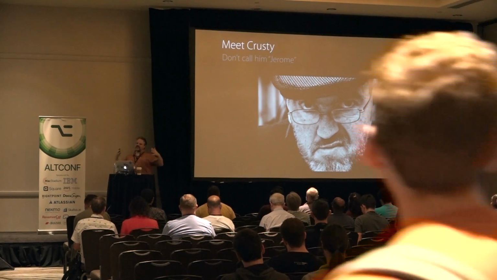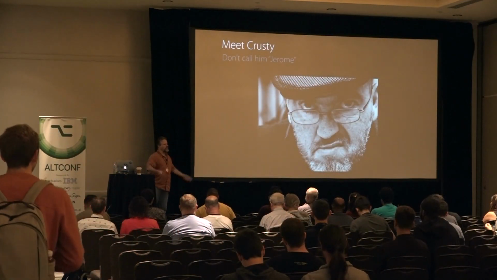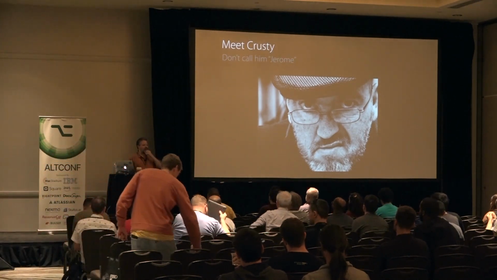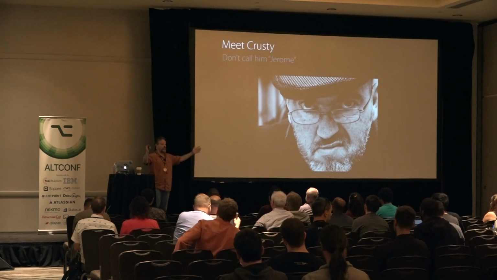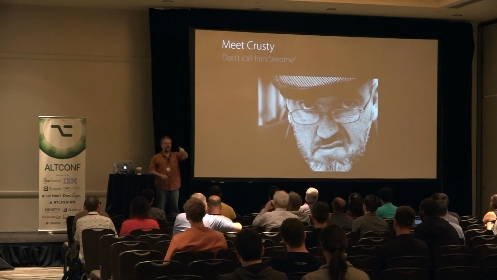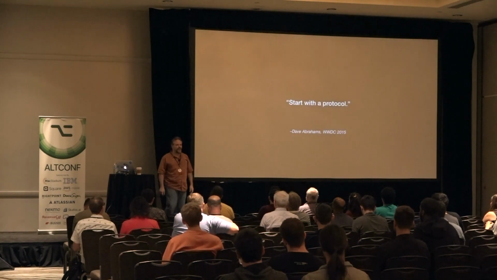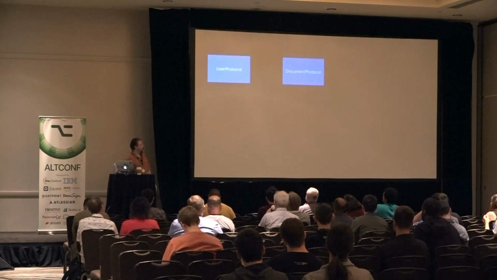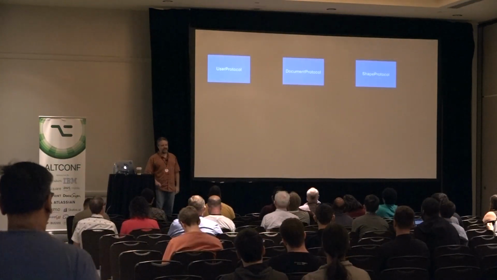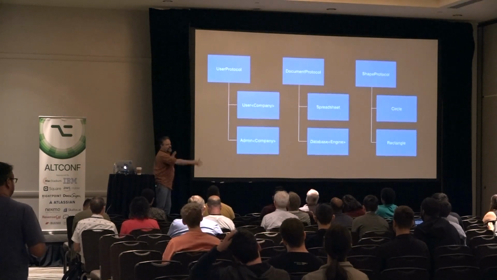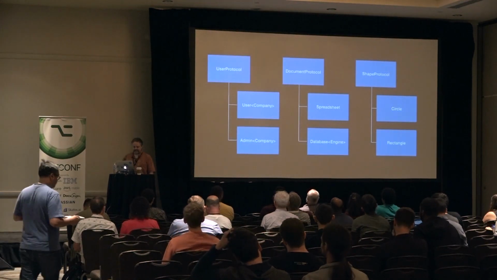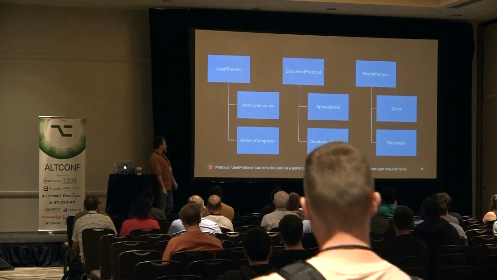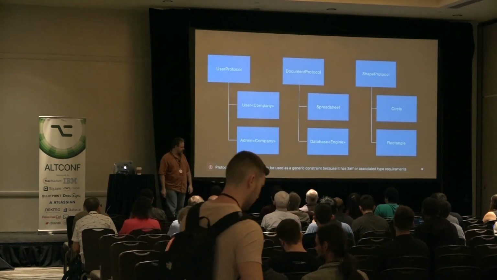This is a talk that actually introduced us all to the term protocol-oriented programming. But I took away from this entire 45-minute talk, which I watched twice, one phrase: start with a protocol. And I did. I dutifully went forward and created my user protocol and my document protocol and my shape protocol, and then I made all of my generic subclasses of them. And then the message: user protocol can only be used as a generic constraint because it has Self or associated type requirements.